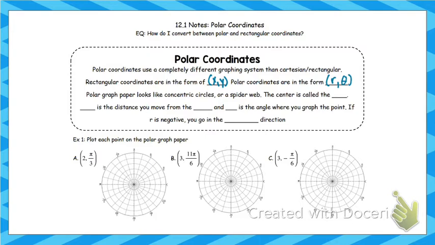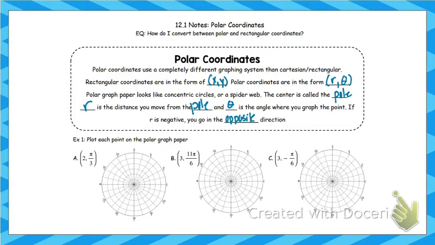So your polar graph paper is going to look like these little spider webs almost that you have down there. It's a bunch of little circles over and over again. The center of that graph is called the pole. Whenever we graph these, you have an r and a theta. So r is the distance that you move from the pole. However many rings we move out, that's what r is. Theta is the angle where we're actually going to graph the point. If r is negative, then we're going to go in the opposite direction.